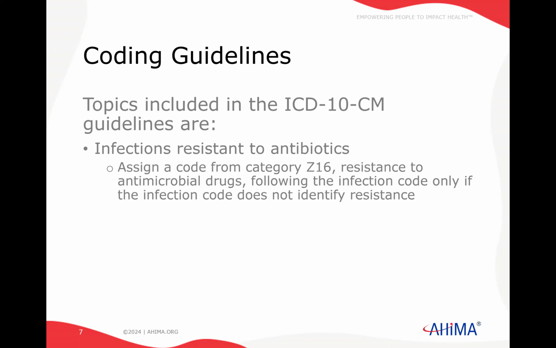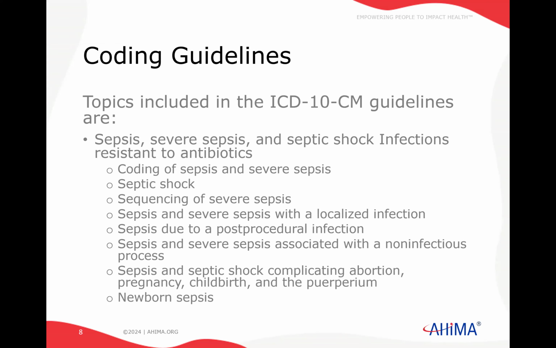Anytime we have an infection that's resistant to antibiotics, we're going to use a code from the category Z16. When we say code category, we're talking about the first 3 characters of a code. So a Z16 code is the category that covers anything that is resistant to antimicrobial drugs. And again, we'll get into sepsis, severe sepsis, what sepsis is, newborn sepsis. All these other things are covered in the guidelines.